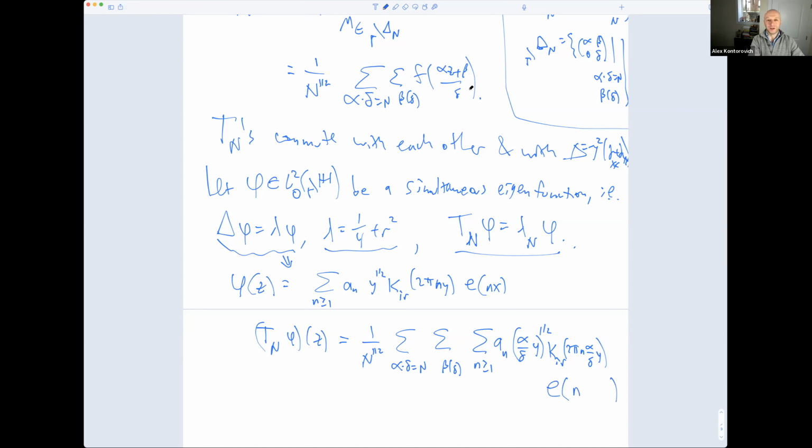And what is the real part? Alpha x plus beta over delta. Pretty simple stuff.